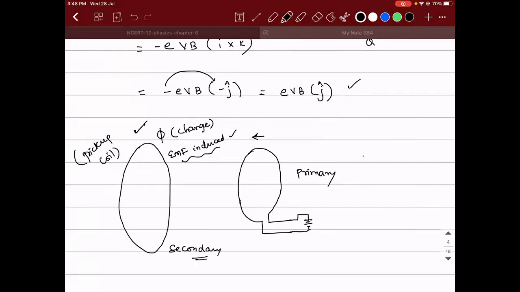And this kind of EMF induction process is what we call mutual induction. Clear, guys? This is what we call mutual induction. Clear? Yes, sir. Good.